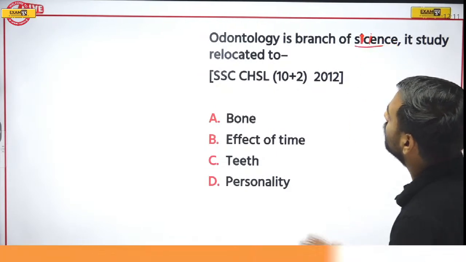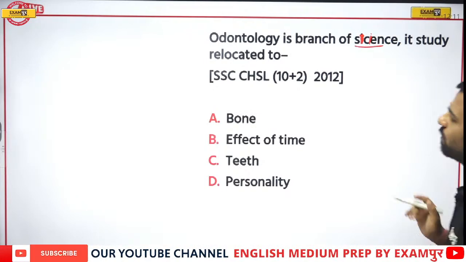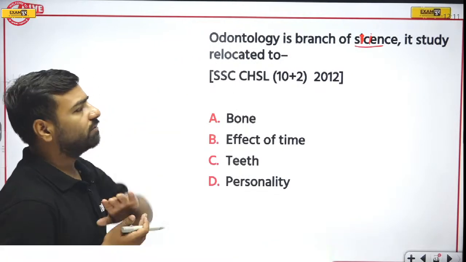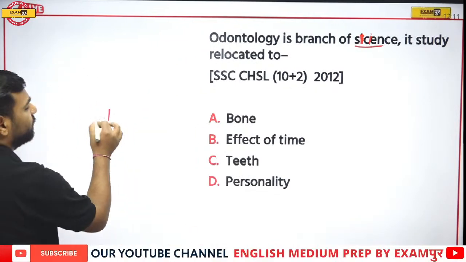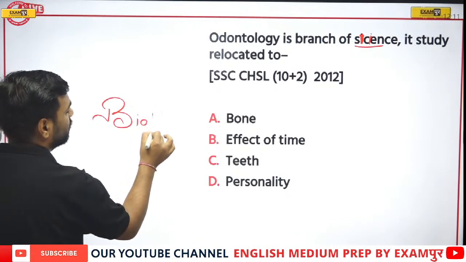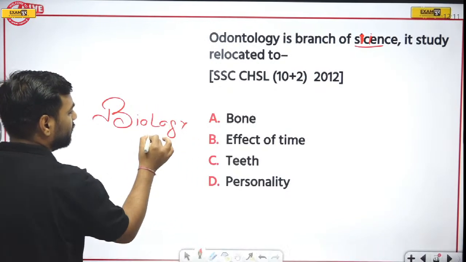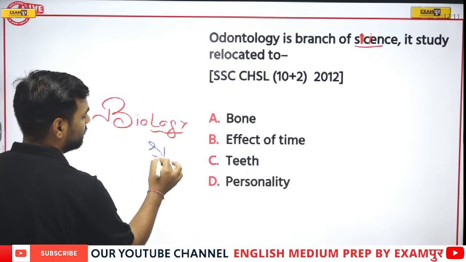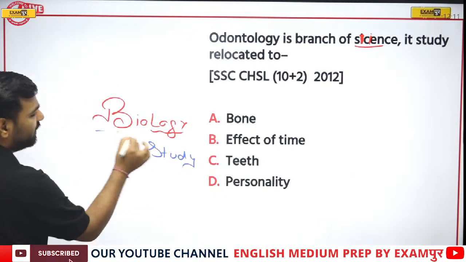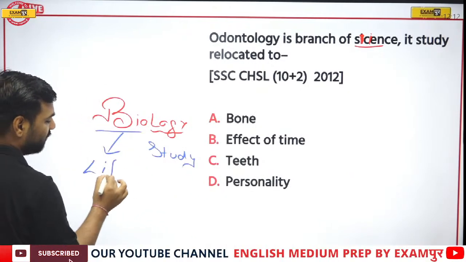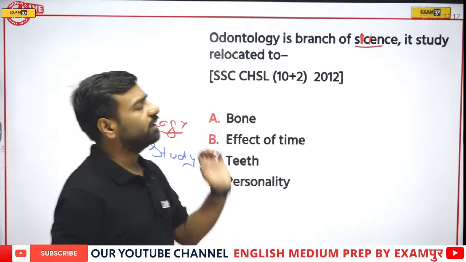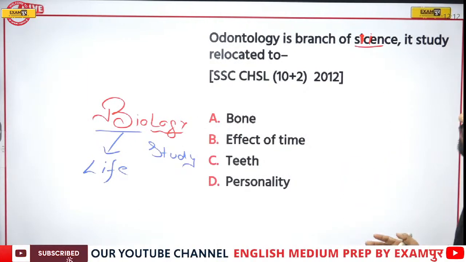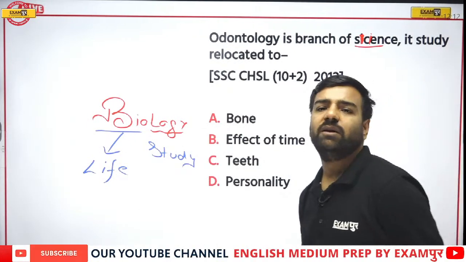Waiting for the answer. Odontology is the branch of science related to what? This is from CHSL. Odontology. If I write anything with the "logy", like biology, we know that this "logy" means study. Simple. The study of life is biology. Similarly, odontology is the study related to teeth. So option C will be correct.